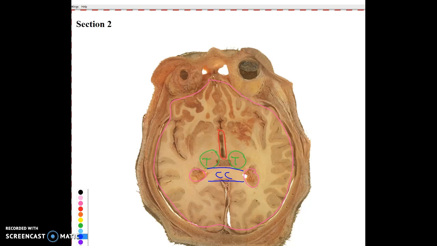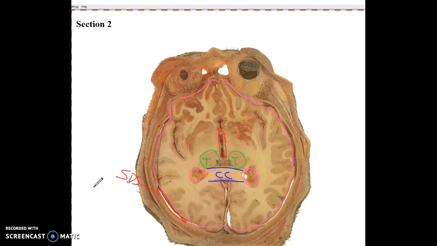And let me find a color that I think could work for this. We'll go with red again. Where you see white, that's a space. It's a space between the skull, which has a periosteal layer of the meninges that attaches to it, and the space below it, which is then the brain itself. So there's our subdural space. These are the things that you're going to need to know on section number 2.